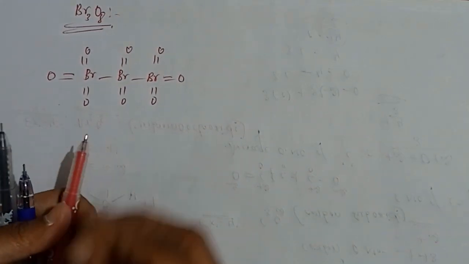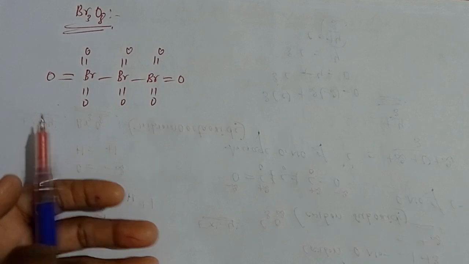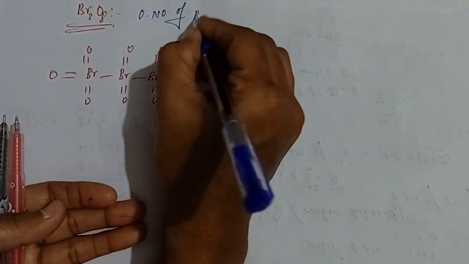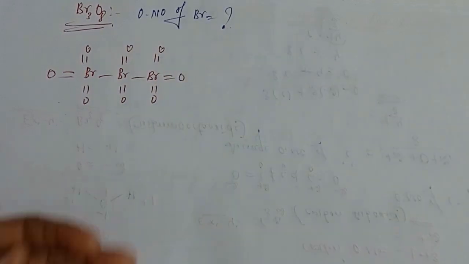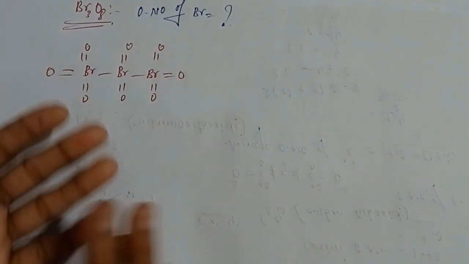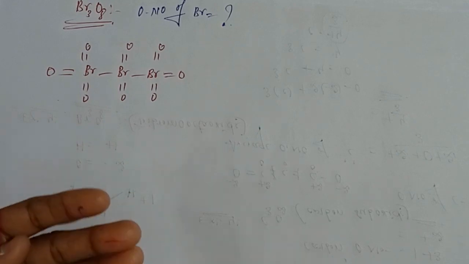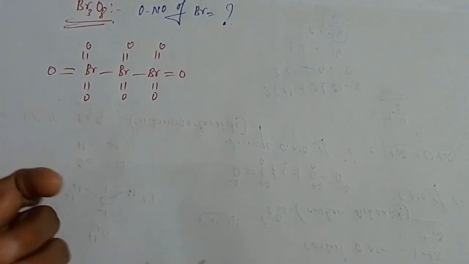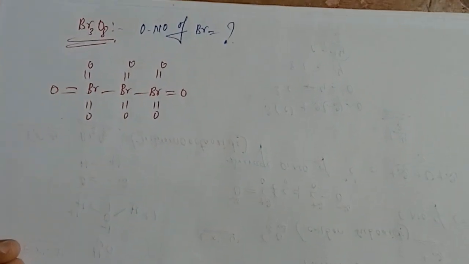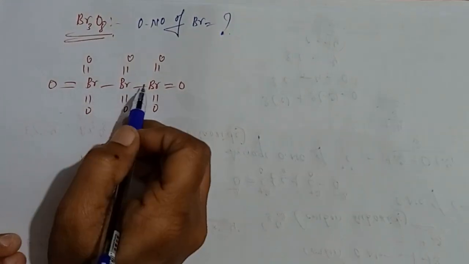Now, how many bromines are there? You have to find the oxidation number of bromine here. Whatever oxidation number you find for bromine is the average oxidation number of bromine, students. Are you clear? Now I am calculating the oxidation number of the three bromine atoms individually.